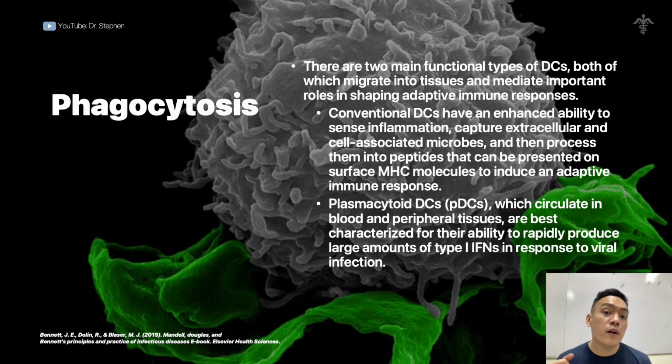And we have two main functional types of dendritic cells. They are involved in shaping adaptive immune responses. We have your conventional DCs and your plasmacytoid DCs.